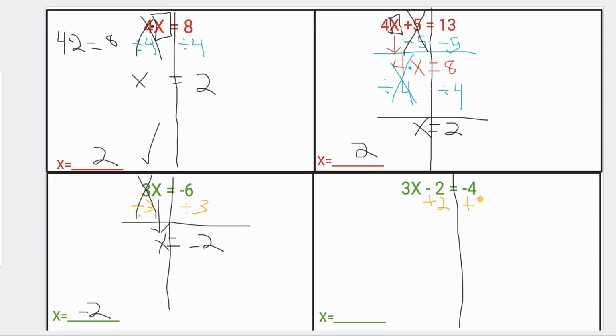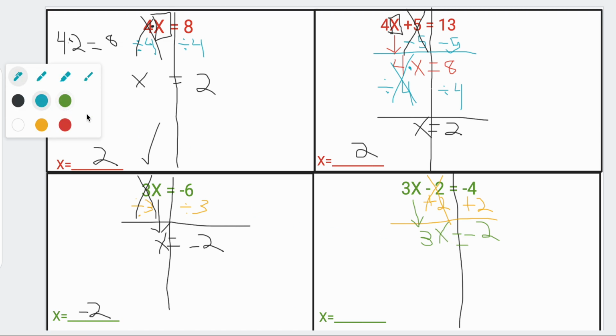Now please use your calculator. It'll make sure that you get this right. Minus 2 plus 2 cancels. Minus 4 plus 2, make sure you get out your calculator and check this, is going to be negative 2. Bring down the 3x. In order to solve this, I need to divide both sides by 3.